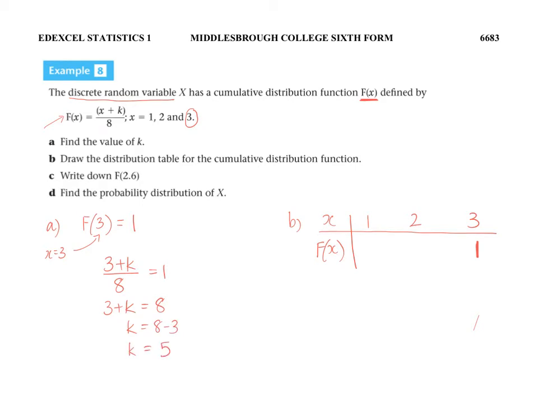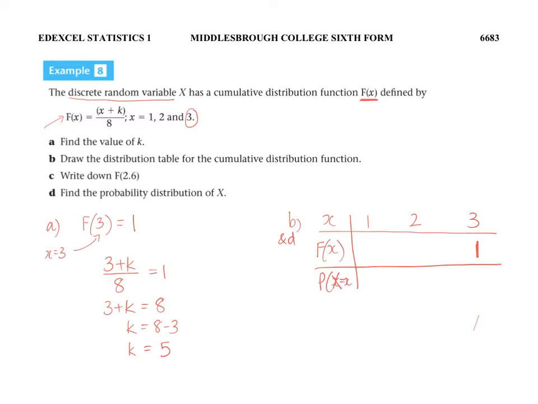So that's part A. From there we can do a distribution table, and this can be B and D, because underneath we could put the probability distribution as well.